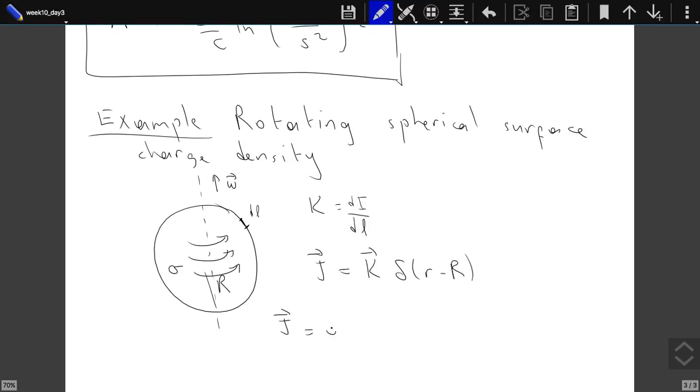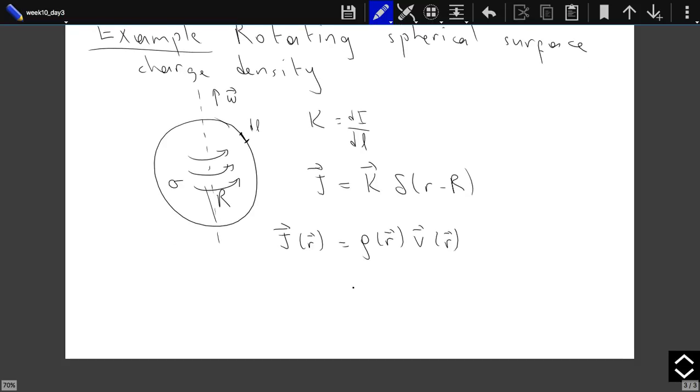Remember, J is equal to rho times v. The volume current density at the point r is equal to the volume charge density at that point multiplied by the velocity of the charges at that point. Now, rho is nothing but sigma times the Dirac delta of r minus R. So here comes our Dirac delta. What is the velocity at that point?